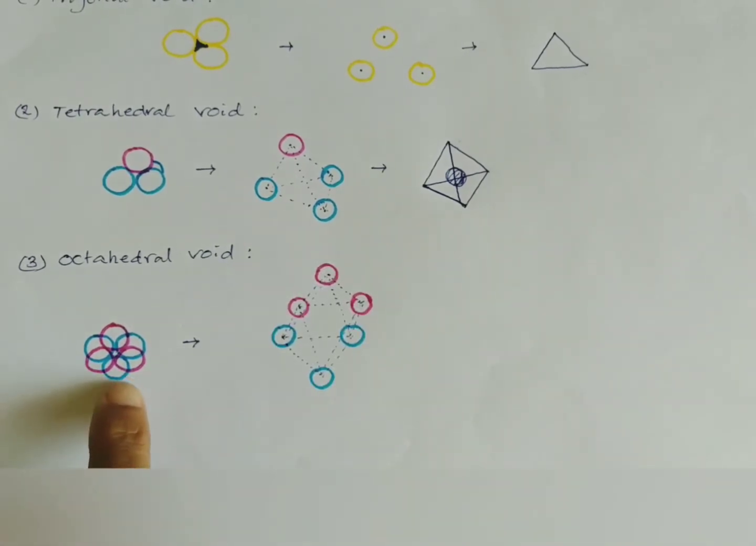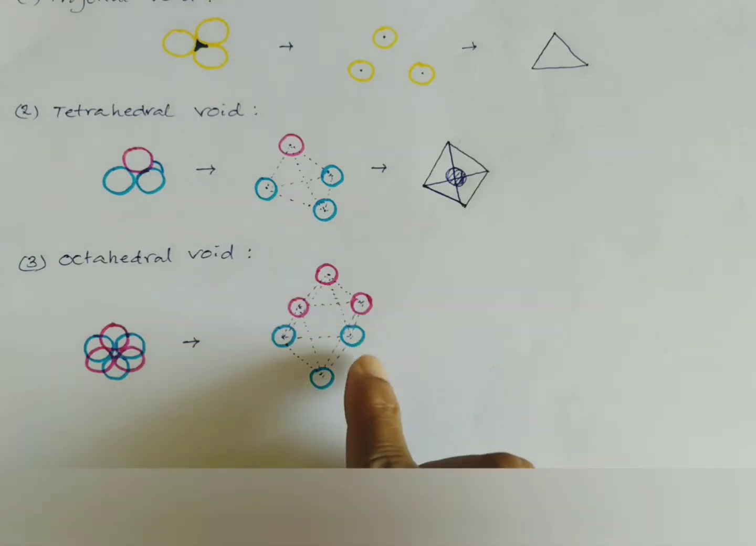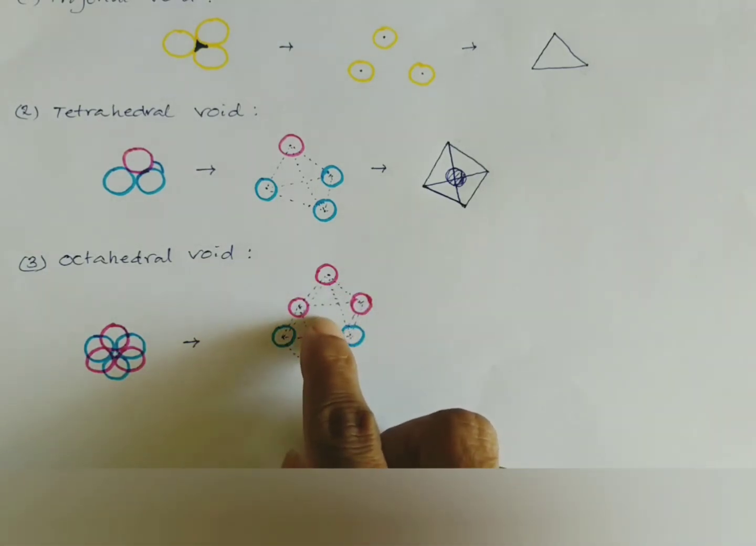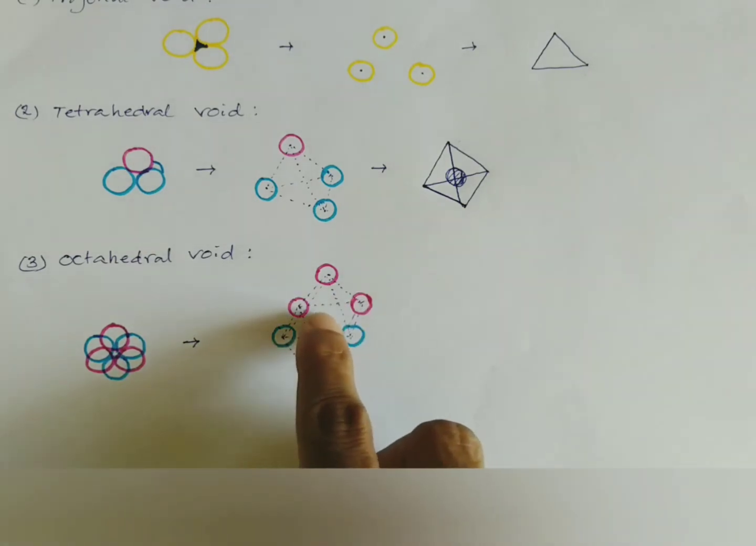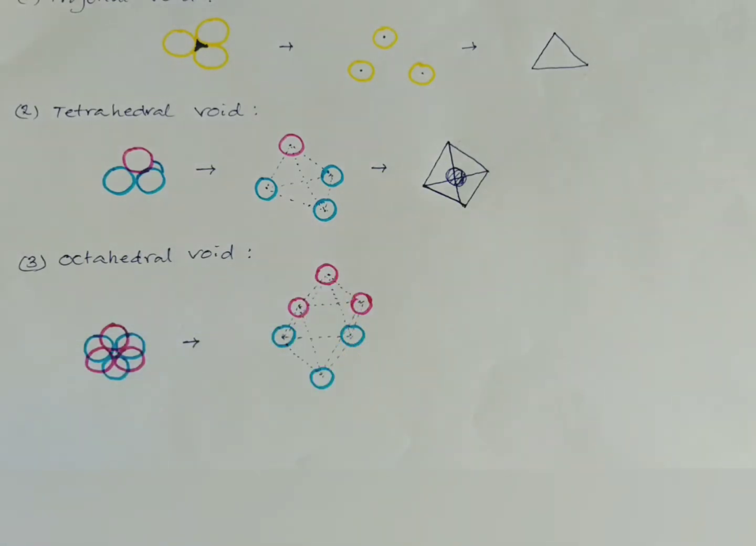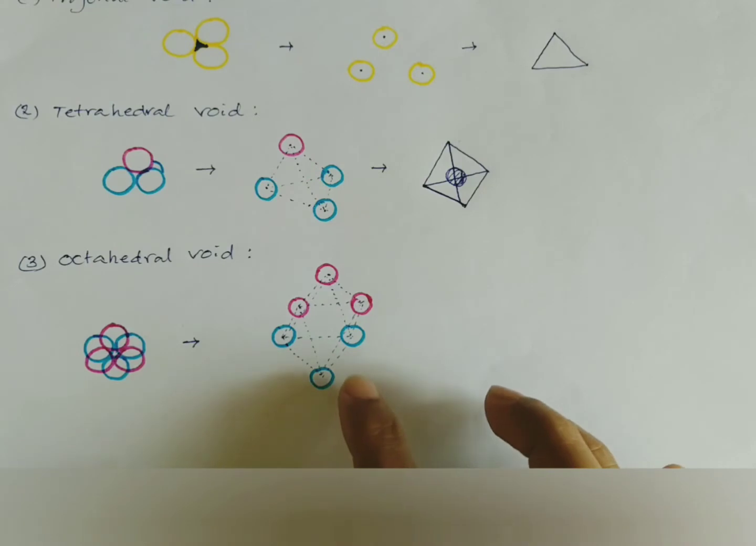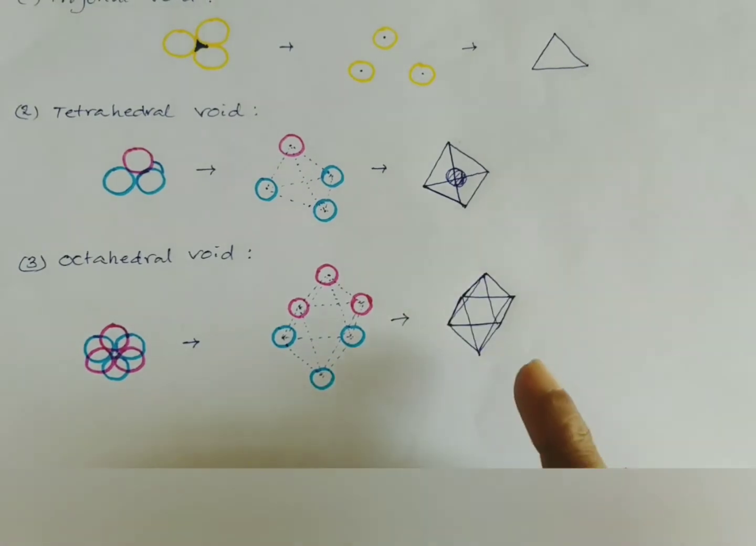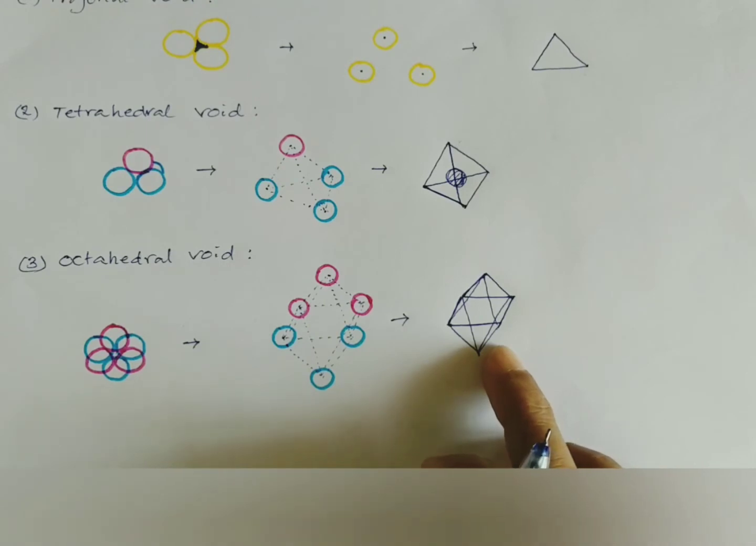So if you slacken this structure, you will get the arrangement of atoms like this. Here you can see the empty space between these six atoms. This is known as octahedral void. And if you join these nuclei by using imaginary lines, then you will get octahedron shape like this. So this is octahedral hole created by six atoms.